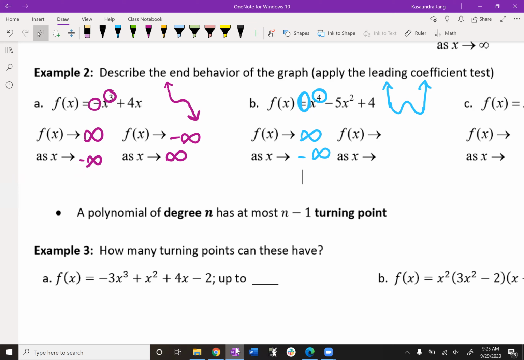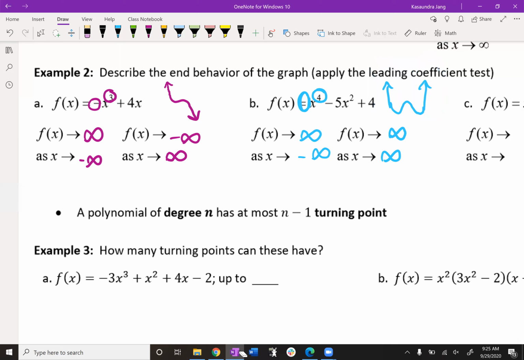Okay, so let's look at the next part of the same problem then. I want the other end. I already talked about as x goes to negative infinity, so I already talked about the left end. Let's look at the right end. On the right side here, my f of x, or my y's, are going up, all the way up to positive infinity. That's positive infinity as I go to the right, so as my x's go to positive infinity. So that's the right end.